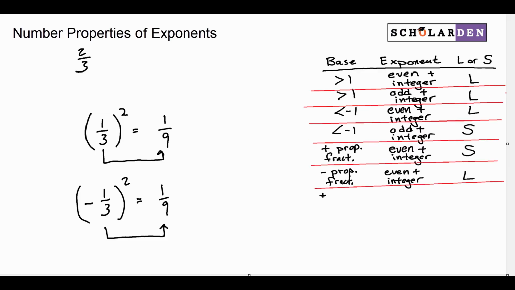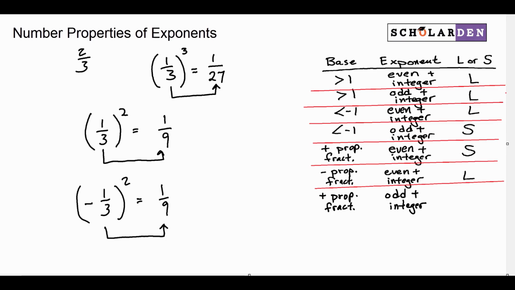Now let's revisit that positive proper fraction, but let's make it an odd positive integer. And let's see what happens. We want a positive proper fraction, so we could go with 1/3, and we could do an odd positive integer like 3, and that's going to give us 1/27. So the number's going down, smaller. Just like up here, it's really the same thing. Even or odd doesn't make any difference there.